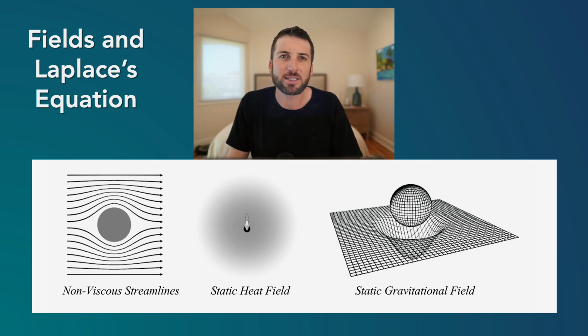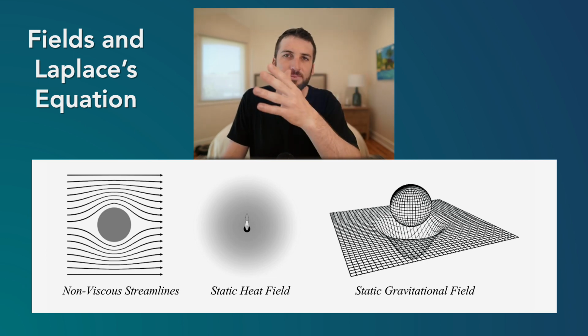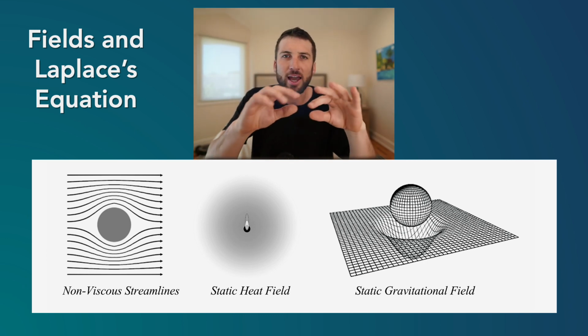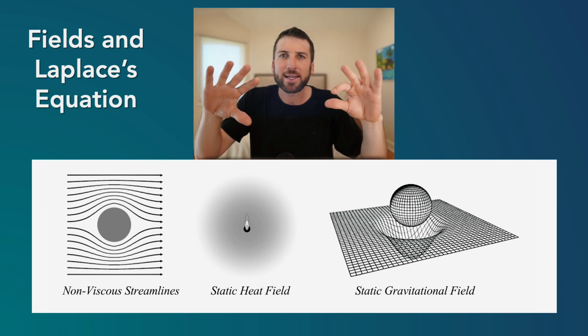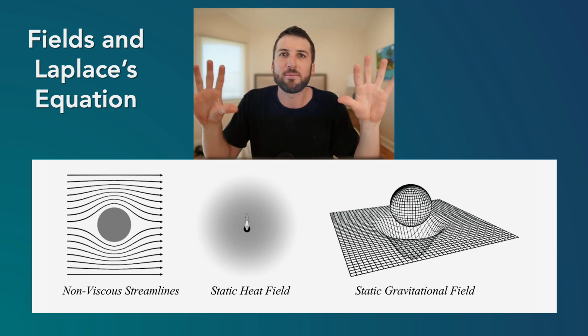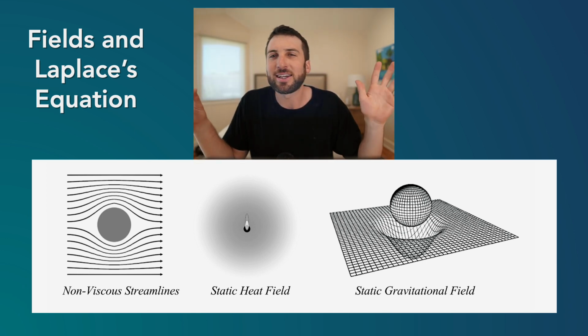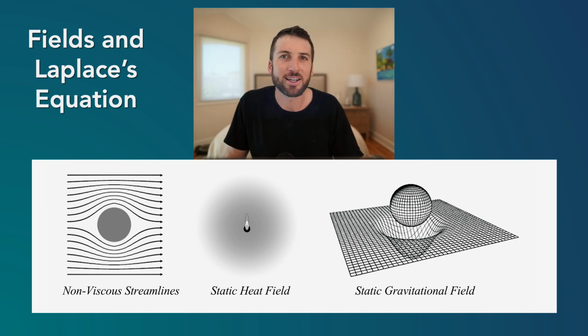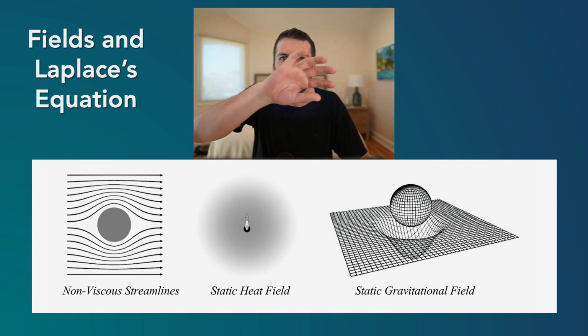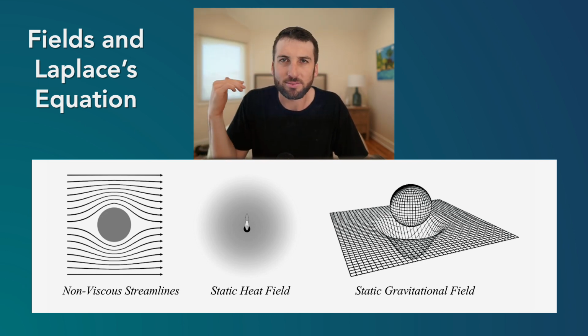And even this can be seen in non-viscous streamlines. So like even when water is moving around an object, and now let's say the streamlines, imagine they are not moving anymore. It's a steady state of the flow lines. Well, those flow lines in a non-viscous fluid would actually follow Laplace's equation, right? They would all be even and smooth. There wouldn't be extra dips and extra bumps.